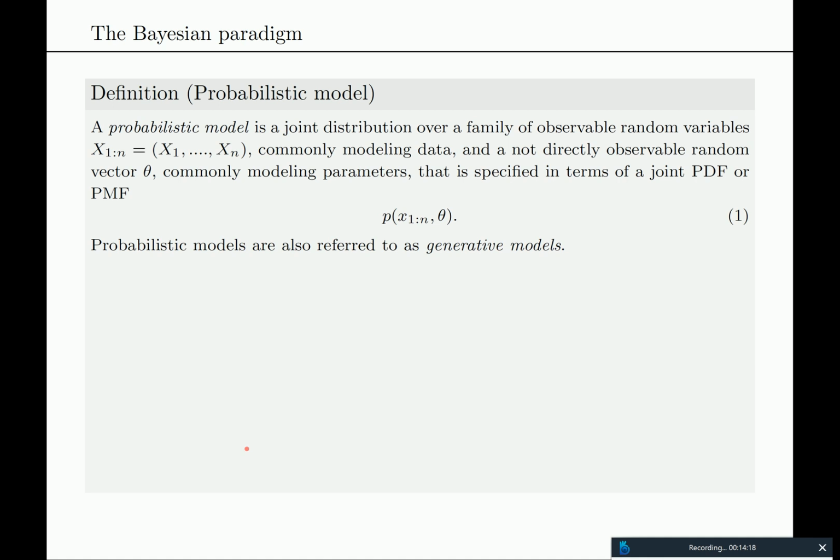By a probabilistic model, I mean a joint distribution over a family of observable random variables X1 to n. These are, of course, again, the random variables, like in frequentist statistics, that model the data and for which we assume that each data point is a realization. And this is the new thing: a not directly observable random vector theta. So, for example, if these are all conditionally independent Gaussian random variables, then theta could be mu and sigma squared. This vector models parameters, and this now has an associated probability distribution. And the basic model behind any form of Bayesian inference is a joint distribution over the data random variables and the parameters.